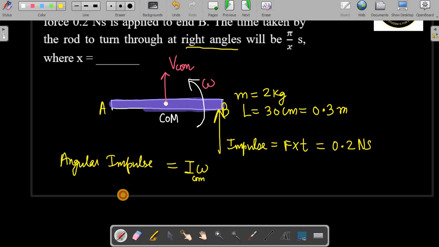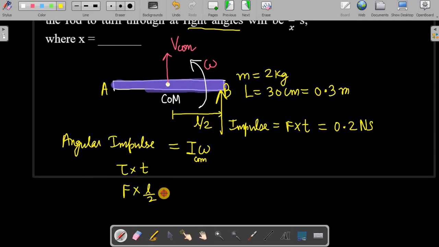So angular impulse will be basically torque into time, right? The torque here is force into this distance L by 2, because this is the perpendicular distance, right? So we need to consider force into L by 2, that is what is torque, into the time t, and this is I center of mass into omega.